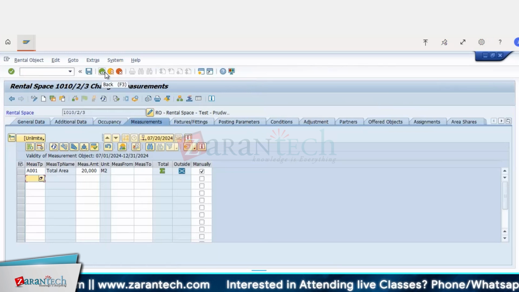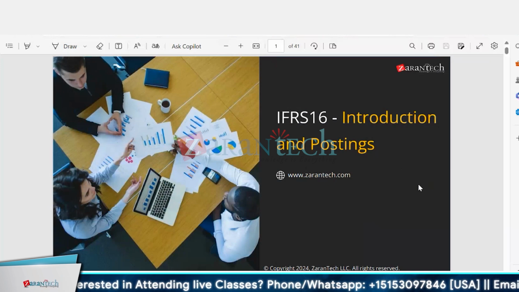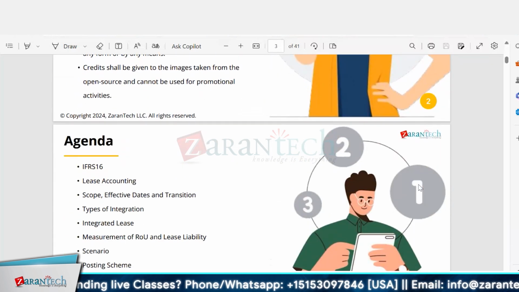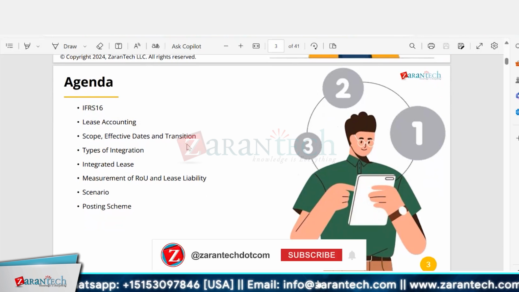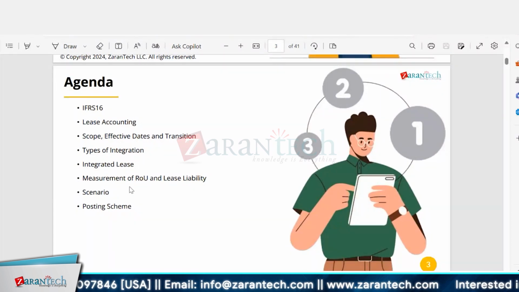Okay. So today what we are going to cover is IFRS 16. So in IFRS 16, how exactly the posting happens? What does the IFRS implication have? So the agenda will be covering IFRS 16, then lease accounting for IFRS 16, scope, effective dates and transition, type of integration, integrated lease, measurement of ROU and lease liability, scenario, and posting schemes.